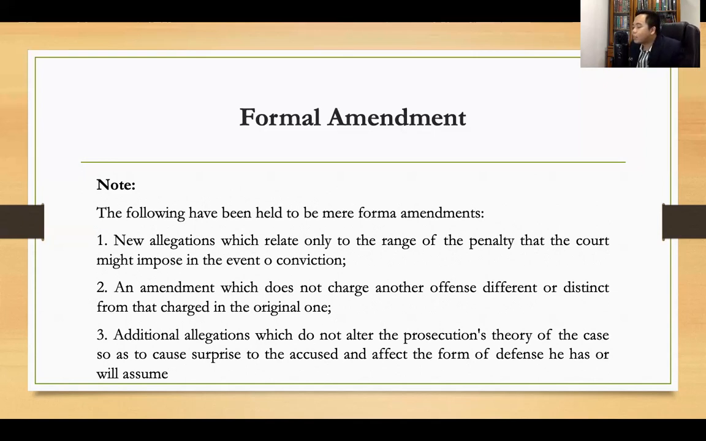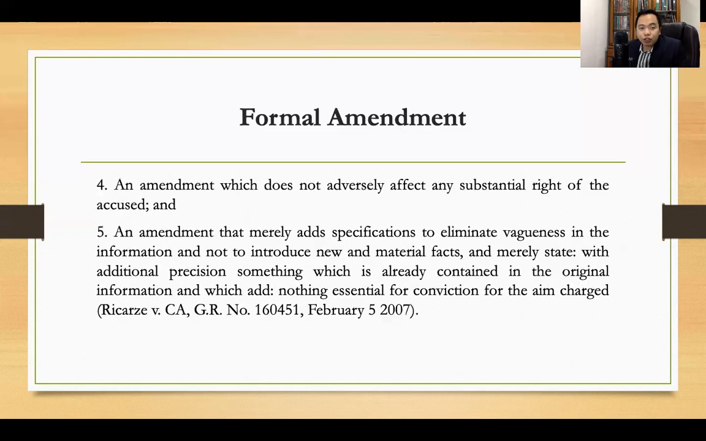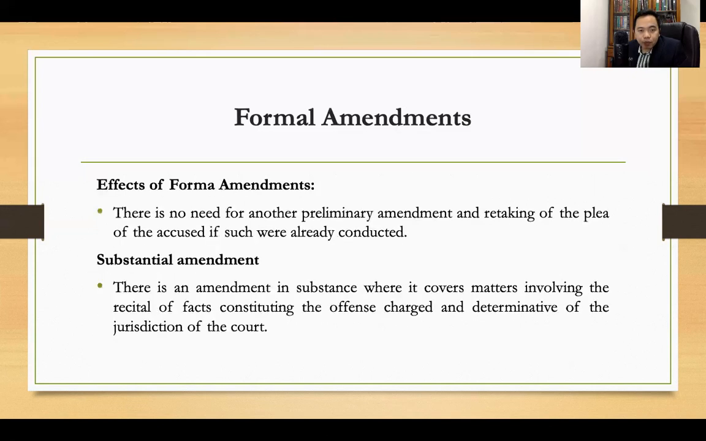In other words, class, the bottom line is that as long as the amendment will not create a surprise on the part of the accused in presenting or proving his innocence, then the amendment will be considered formal in nature. Okay? Again, when you say formal amendment, there is no need for another preliminary investigation and retaking of the plea of the accused if such were already conducted.